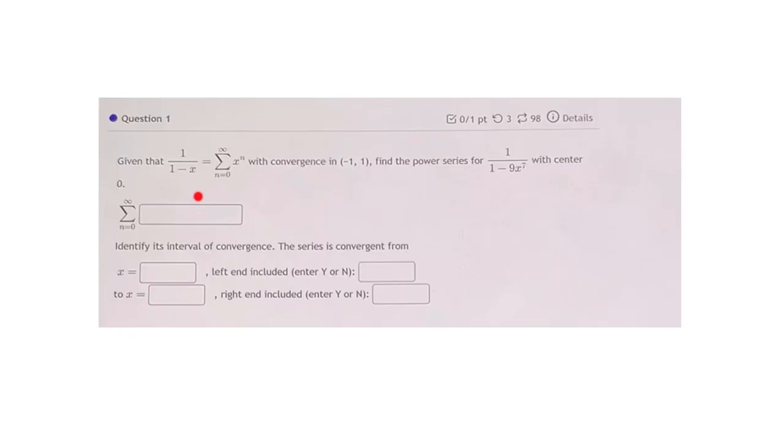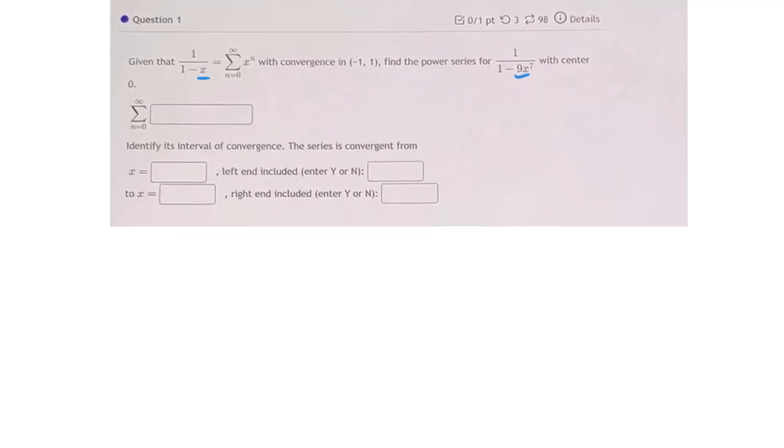Given that 1 over 1 minus x equals this summation with convergence in -1 to 1, find the power series for this with center 0. The concept that's required really for this is to understand the basic geometric series, which is this.